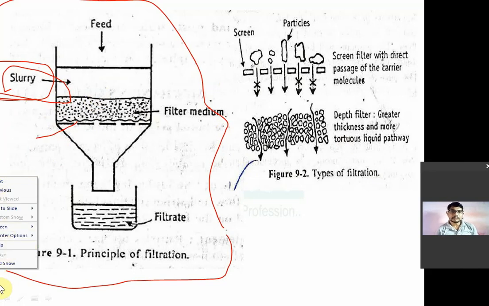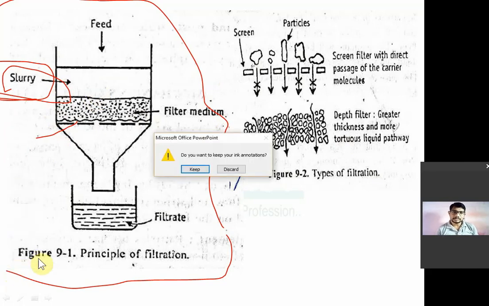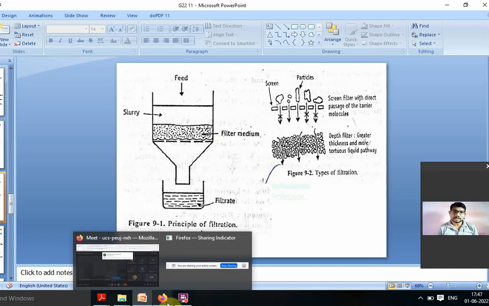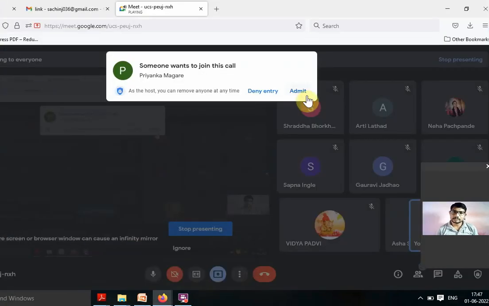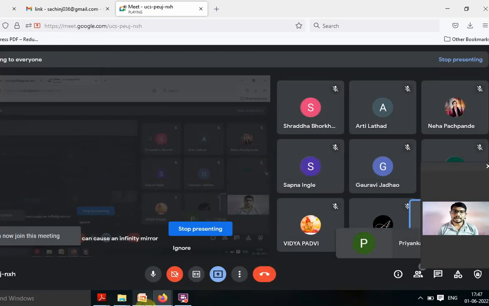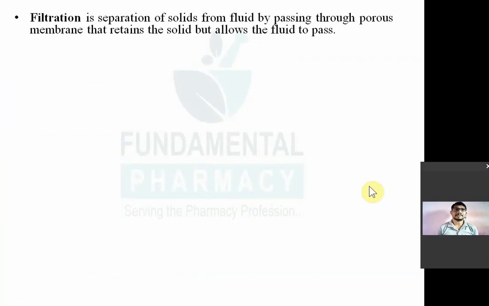The solvent present in the slurry, its characteristics are again an important factor for filtration. Then the solid particles present in the slurry, that means the nature of the solid particle, the particle size and all that, also affect the rate of filtration. Now filtration is nothing but the separation of solid from liquid, or separation of solid from fluid, by passing through a porous membrane that retains the solid particles and allows the liquid to pass.